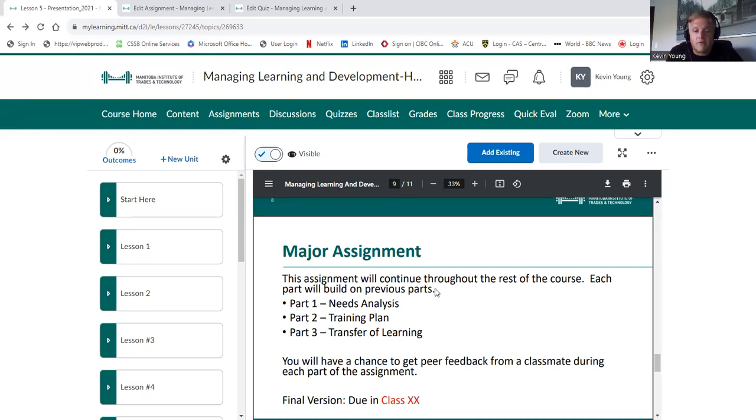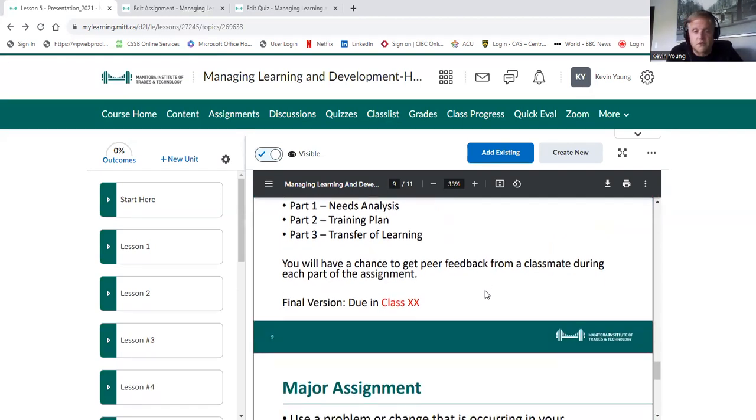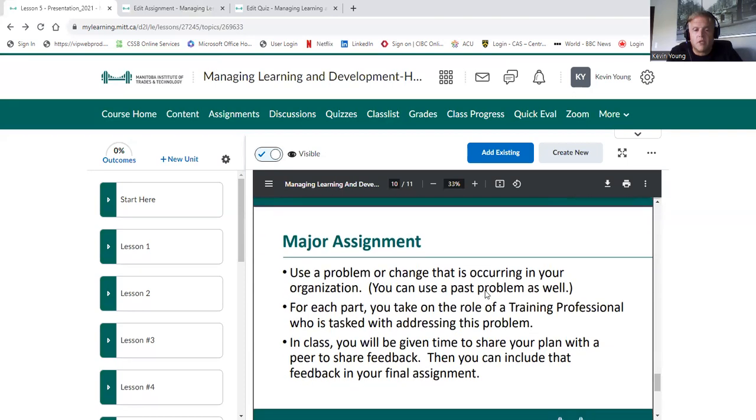You'll have a chance to get peer feedback from classmates during each part of the assignment, and the final version is due in December, I think December 6th, which, by the way, happens to be my birthday, and I'll be turning 52.